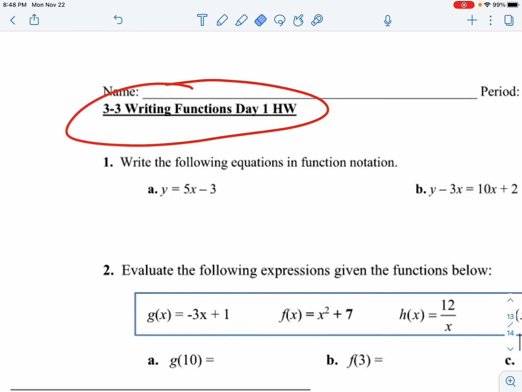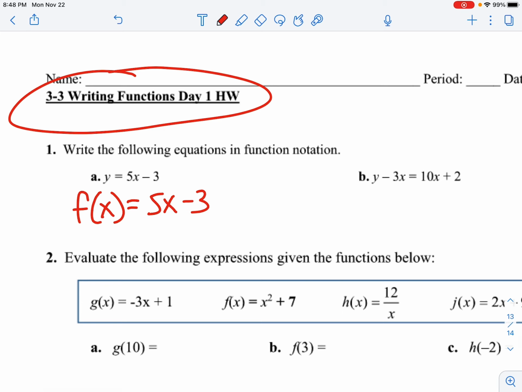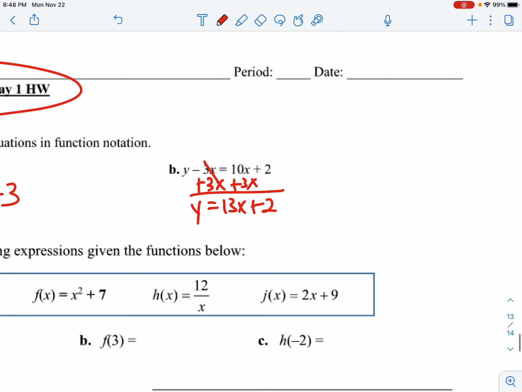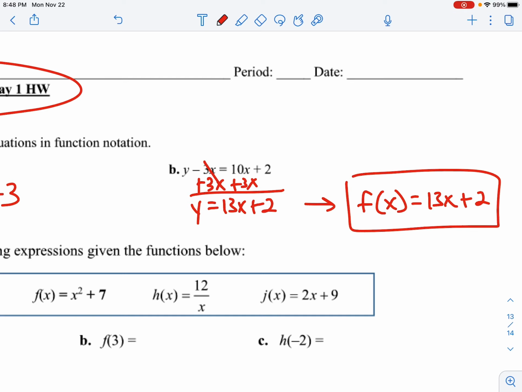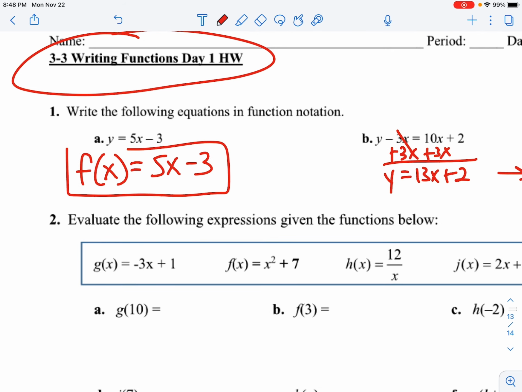All right. So write the following equations in function notation. Very simple. Function notation is when you write f parentheses x. It's called f of x. That's function notation. You sub out the y and you put in f of x. That's all. This one we're going to have to add 3x to this side first. So y equals 13x plus 2. And now we could put it into function notation, which is just f of x equals 13x plus 2. That is function notation.